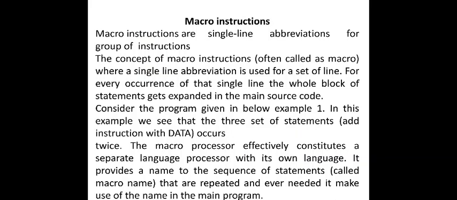For example, let us take a program wherein we have a set of three statements, that is, add instructions with data, and they occur twice in our program. The macro processor effectively constitutes a separate language processor with its own language. It provides a name to the sequence of statements, called the macro name, that are repeated, and whenever needed it may use the name in the main program. This is the example we are discussing now.